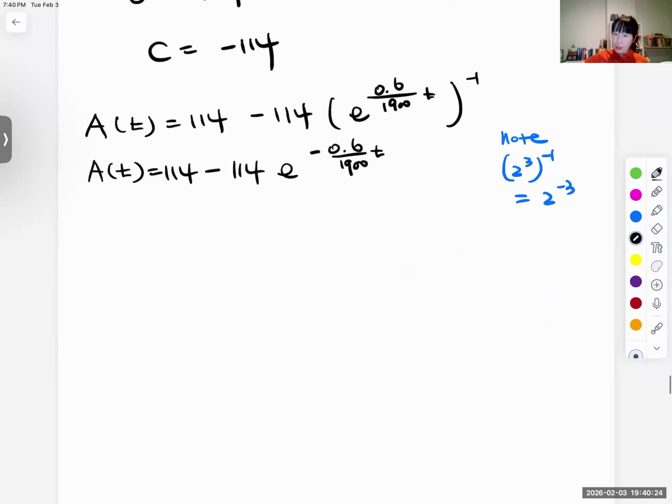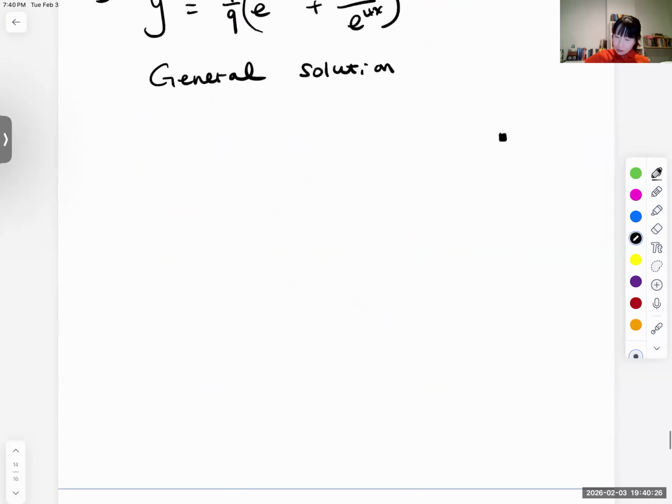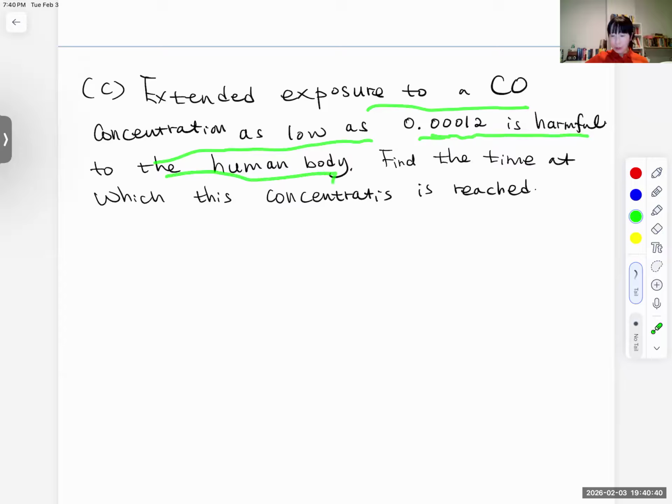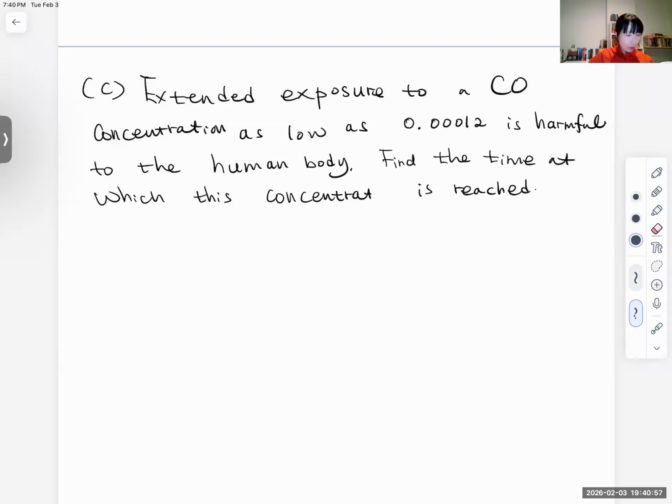Okay, so let us do the last question here. All right, so we have extended exposure to CO concentration as low as 0.00012 is harmful to the human body. Find the time at which this concentration is reached. Yeah, okay.